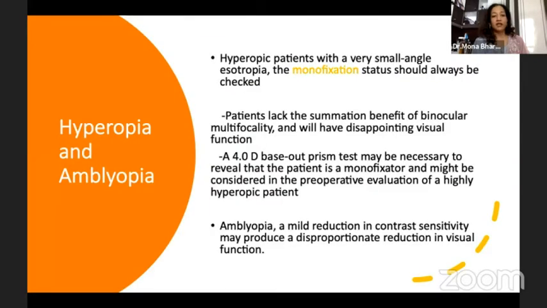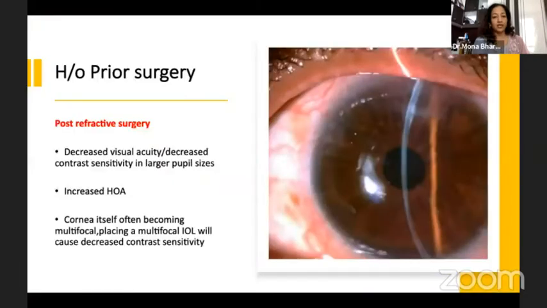In the presence of hyperopia, the monofixation status should always be checked by a base-out prism, and these patients have disappointing visual function later on, so pre-op evaluation should be done for them. A mild reduction in contrast sensitivity in amblyopes can produce a disproportionate reduction in visual function, so it should be ruled out. In the history of prior surgery, especially post-refractive surgery, the cornea itself becomes multifocal, and placing a multifocal IOL might lead to decreased contrast sensitivity and thereby a decrease in visual function and an increase in higher order aberrations.